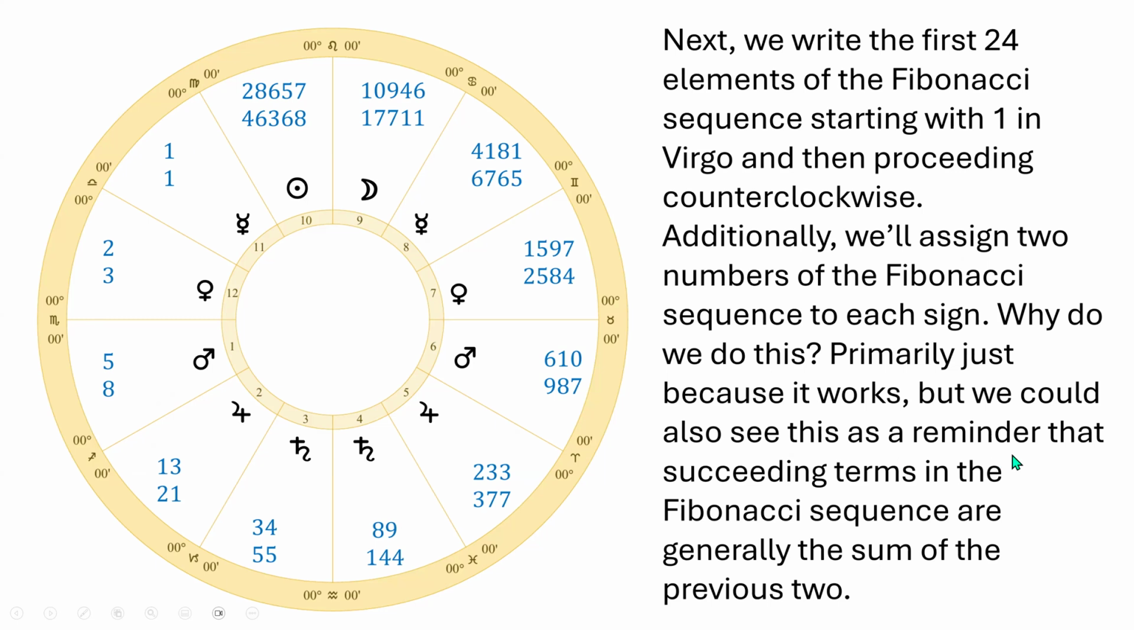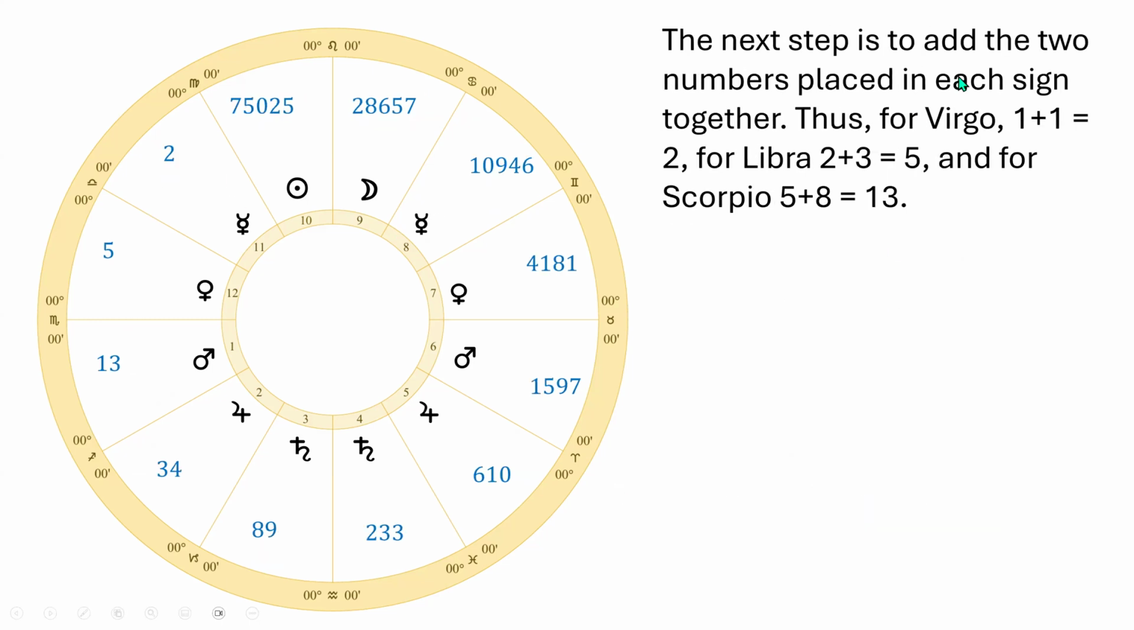But we can also see this as a reminder that succeeding terms in the Fibonacci sequence are generally the sum of the previous 2. Okay, time for another sip of tea. Okay, the next thing we're going to do is within each sign, we're going to add each of these 2 numbers together. Next step is to add the two numbers placed in each sign together. Thus, for Virgo, 1 plus 1 equals 2. For Libra, 2 plus 3 is 5. For Scorpio, 5 plus 8 is 13, and so on and so forth.